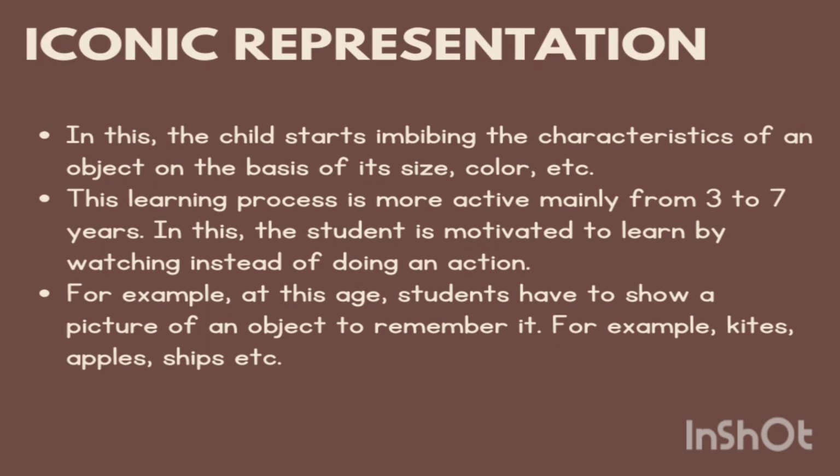Iconic representation. In this, the child starts imbibing the characteristics of an object on the basis of its size, color, etc. This learning process is more active mainly from 3 to 7 years. In this, the student is motivated to learn by watching instead of doing an action. For example, at this age, students have to be shown a picture of an object to remember it, for example, kites, apples, ships, etc.